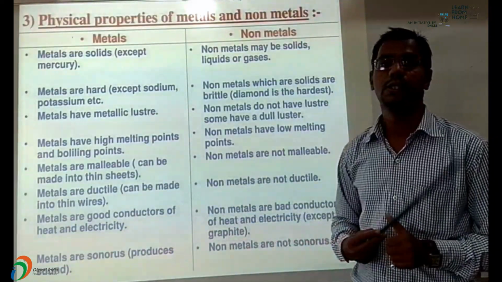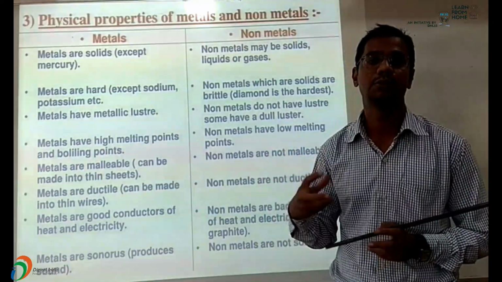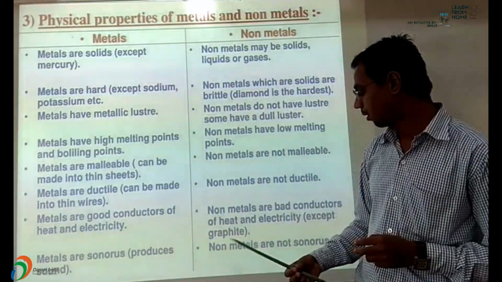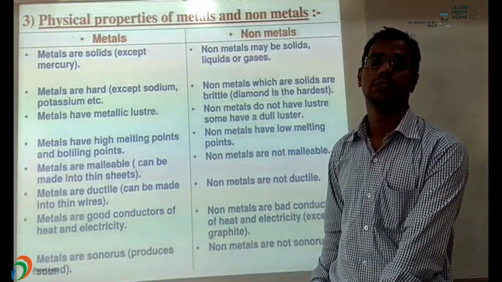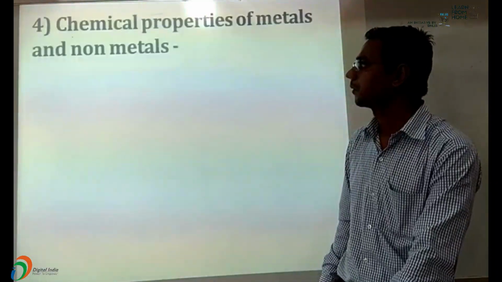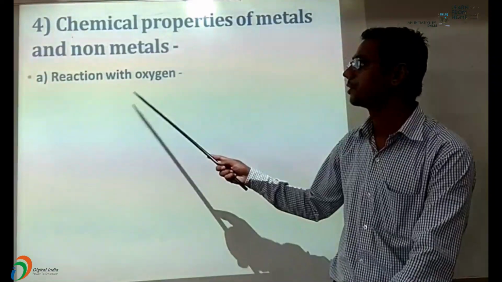Metals are sonorous. It means when we tap on the surface of the metal, they produce sound. This property is called sonorous. But non-metals, they are non-sonorous. They do not show the property of sonority. Next, chemical properties of metals and non-metals. Reaction with oxygen.